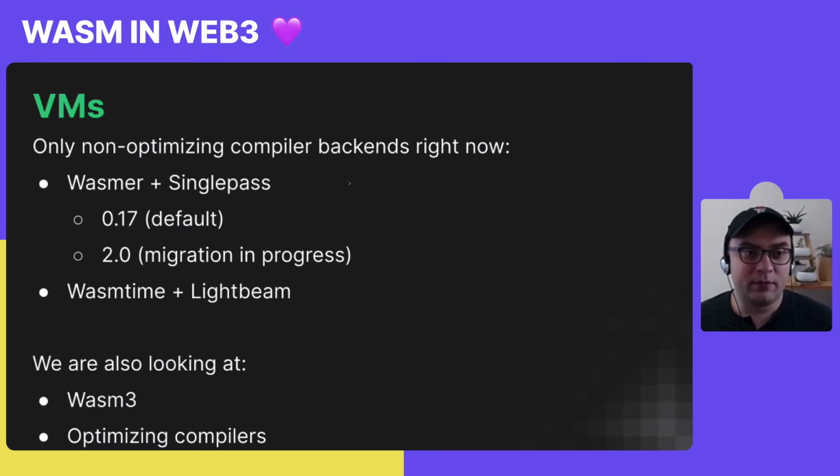There are various virtual machines that we are using to run WebAssembly programs at NEAR. Right now we're using Wasmer Singlepass and Wasmtime with Lightbeam. These are both non-optimizing backends for WebAssembly compilation. There are reasons why we don't want to use optimizing compilers. First of all, optimizing compilers like LLVM and Cranelift are quite large in their code base size, and we want to be very confident with the WebAssembly backend that we integrate into our blockchain client, so we just try to stay away from them for now.